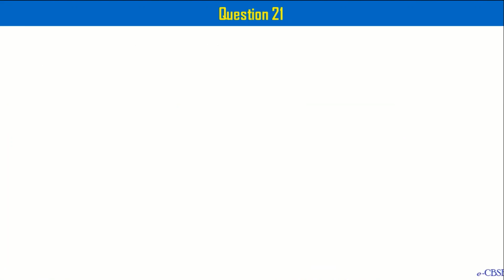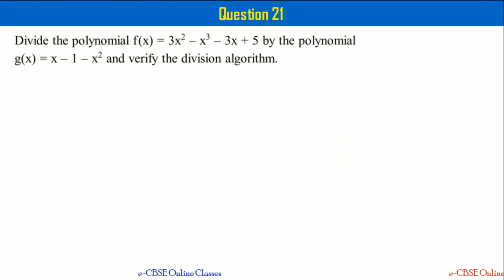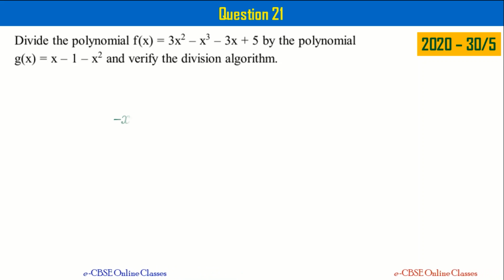And let's take a look at another question, that is question number 21. Divide the polynomial f of x equal to 3x square minus x cube minus 3x plus 5 by the polynomial g of x, that is equal to x minus 1 minus x square, and verify the division algorithm. First part of the problem is about division of polynomials, and second part is about verification of division algorithm. It is from year 2020 set 5.